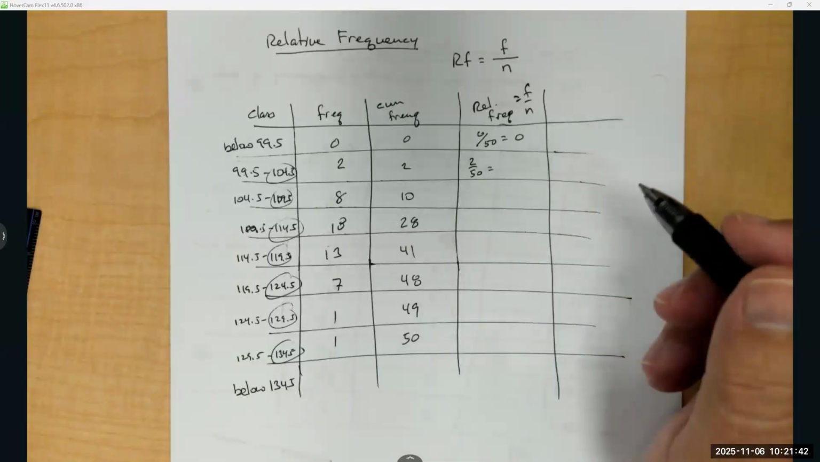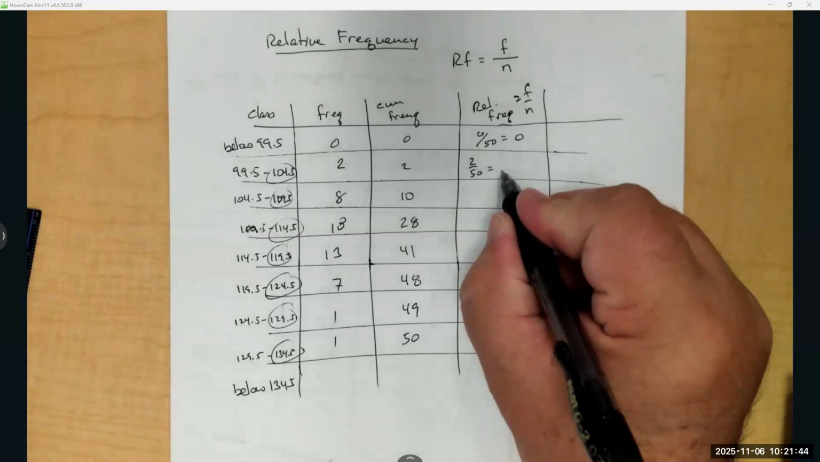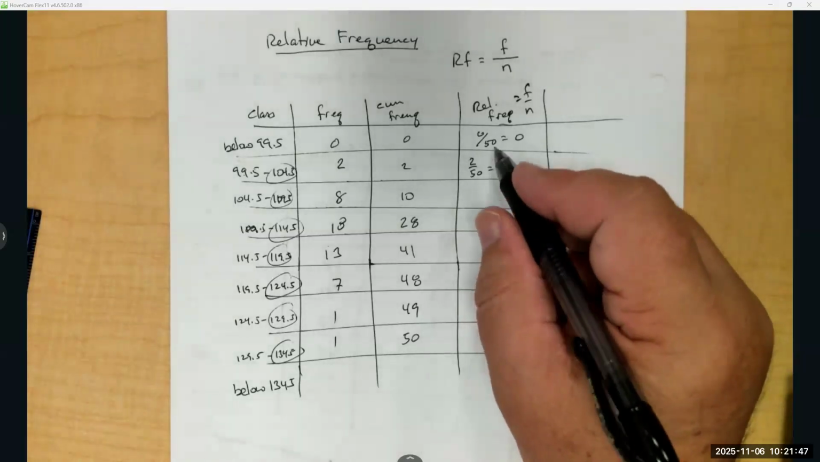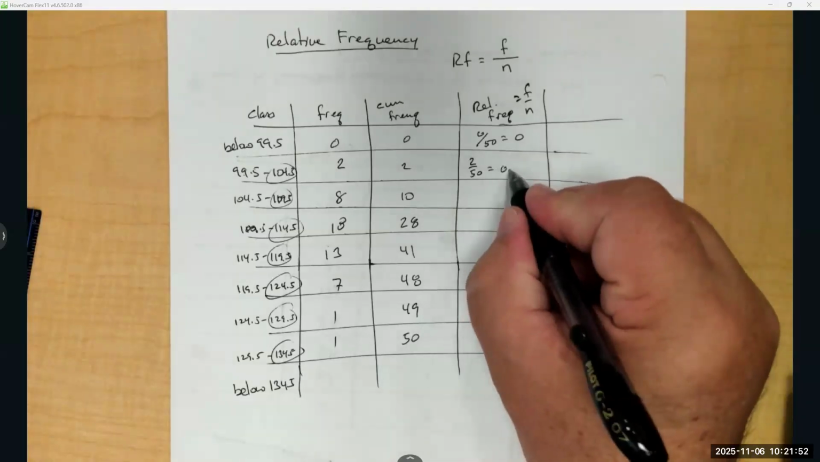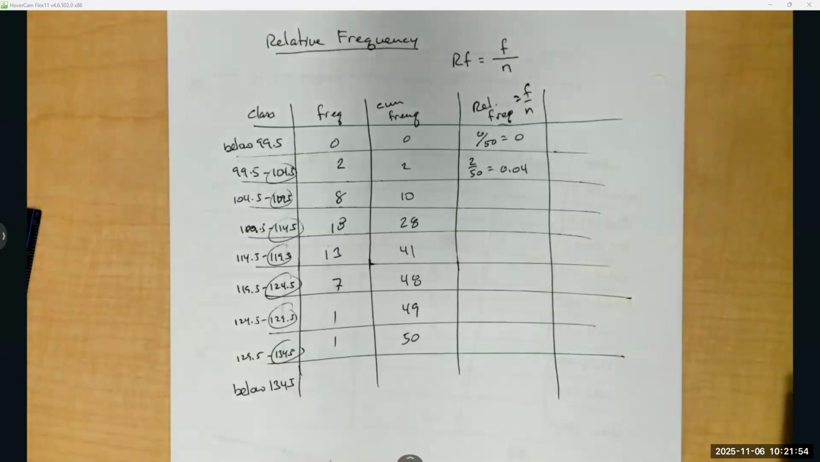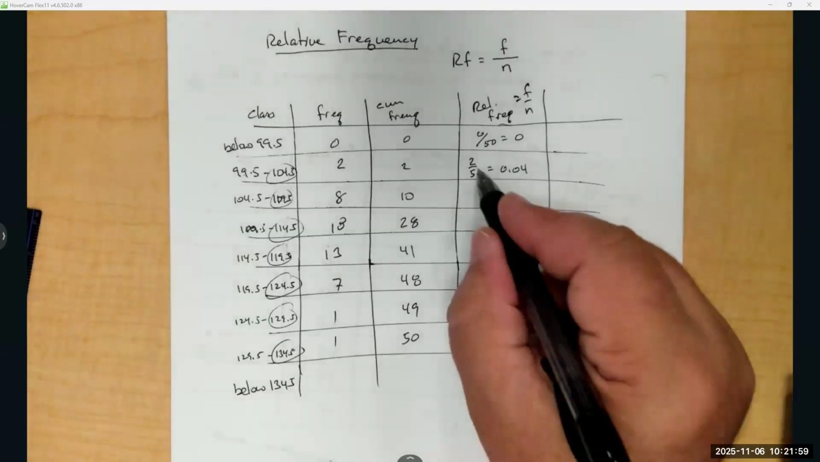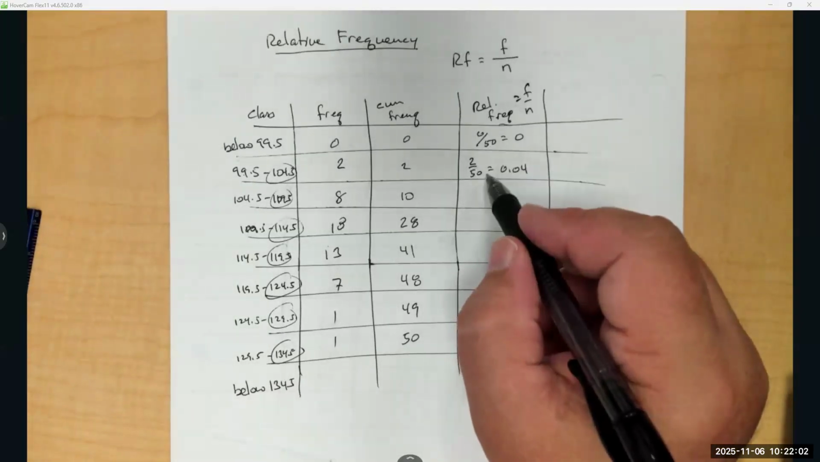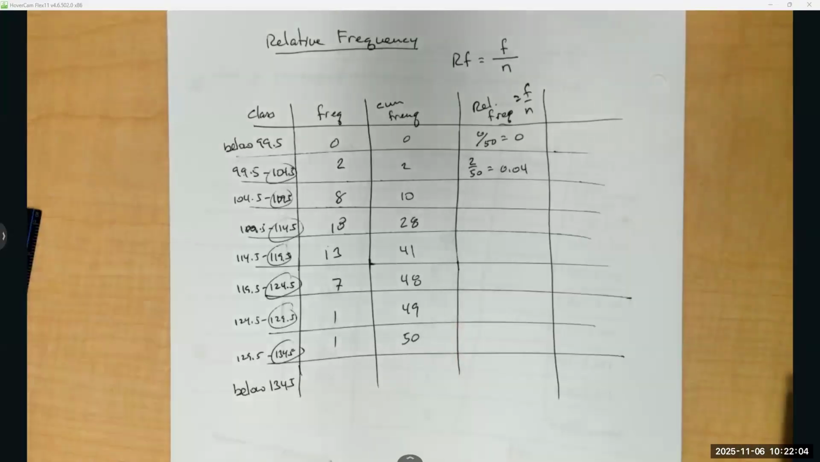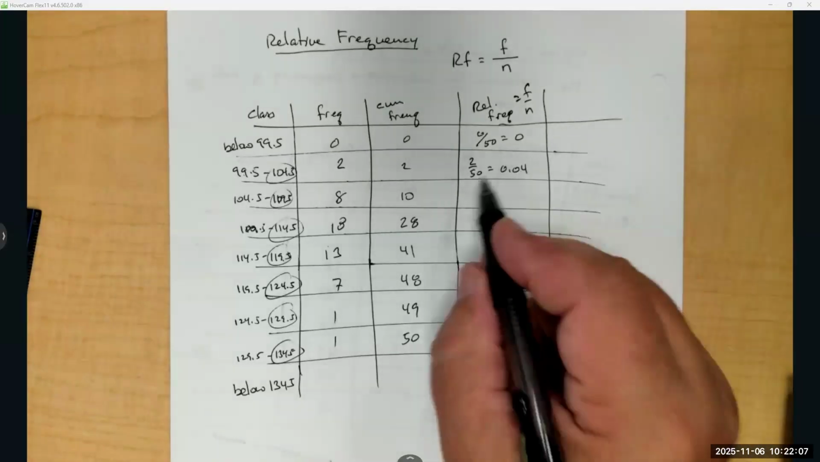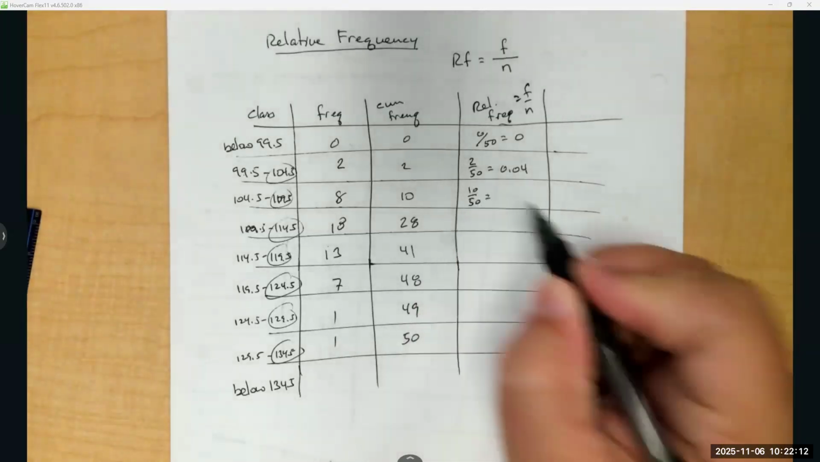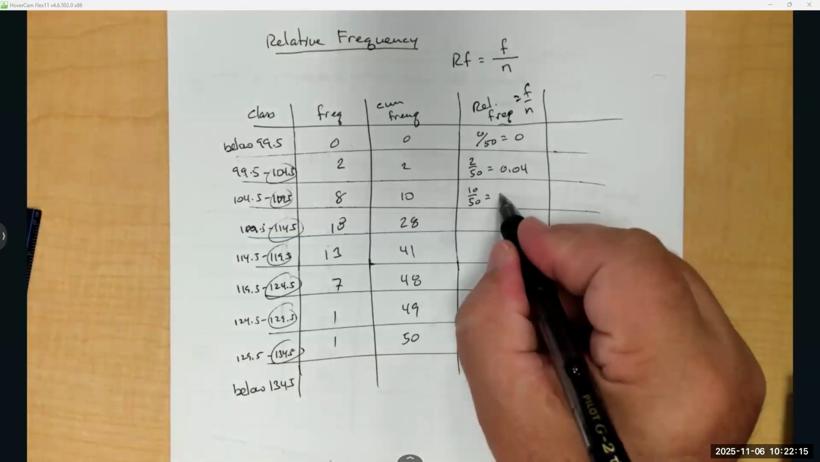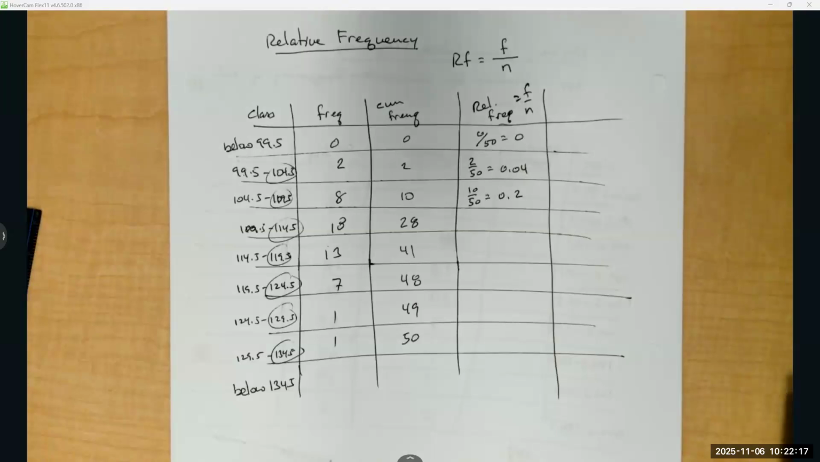So what is 2 divided by 50? Yes, because if we double it, we get 4 over 100. So what's 4 divided by 100? Move it 2 this way, so that's 0.04. How about the next one? We have 10 divided by 50. That's 1/5, which is 0.20.